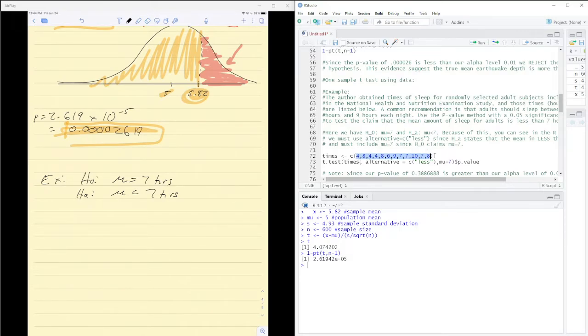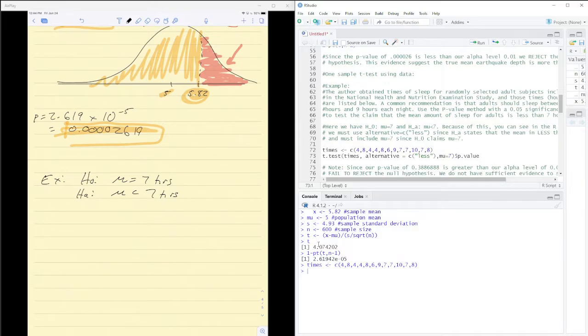So we create our data. I'm calling it times. I'm actually going to clear this to start fresh. And we come back to this t.test command. We give it our data, and now you have to specify your alternative hypothesis. Our alternative hypothesis is a less than statement. So alternative equals, and then you specify less. And then you specify the mean in your null hypothesis.